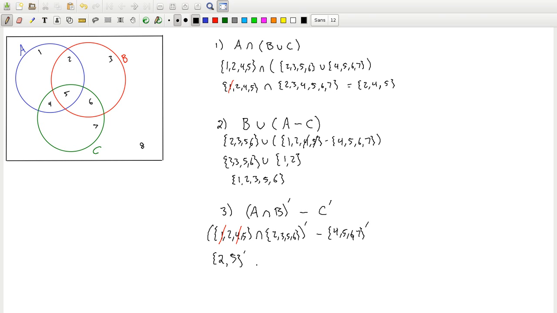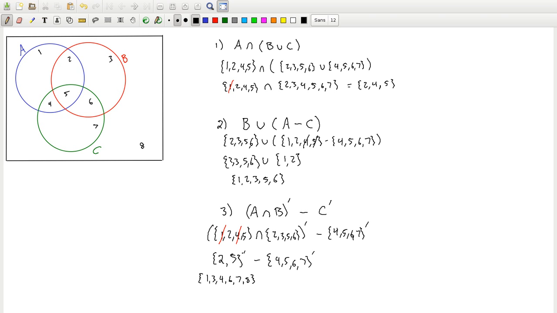And we bring down that complement, bring down the subtraction, and bring down our second set. 4, 5, 6, 7, complement. And now we need to complement these two sets. So the first one, the complement of regions 2 and 5 is everything except regions 2 and 5. So that will give us region 1, 3, 4, 6, 7, 8.